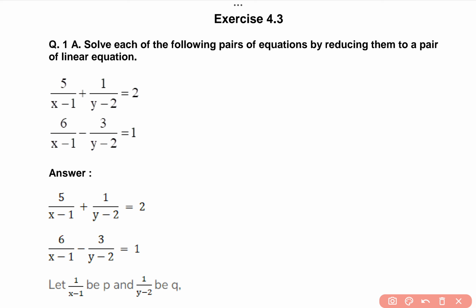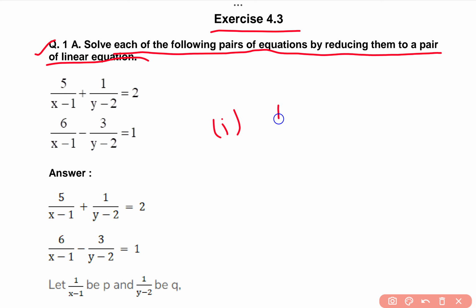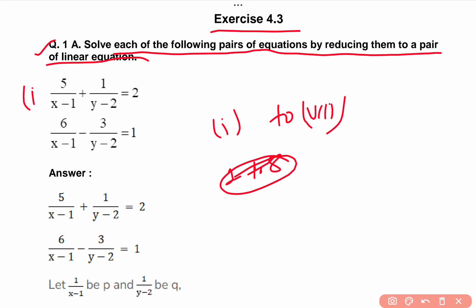When you open your exercise 4.3, you will get the first question: solve each of the following pairs of equations by reducing them to a pair of linear equations. In your exercise there is a total of 8 questions, 1 to 8. This is your first question: 5 by x minus 1 plus 1 by y minus 2 equals 6, and 6 by x minus 1 minus 3 by y minus 2 equals 1.